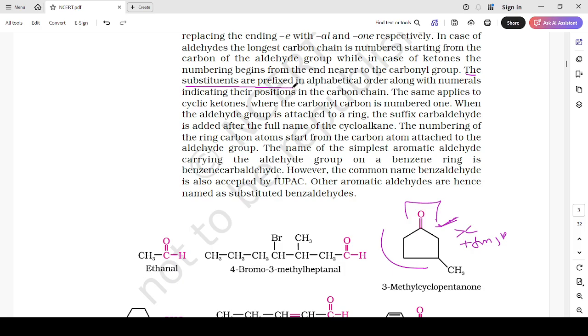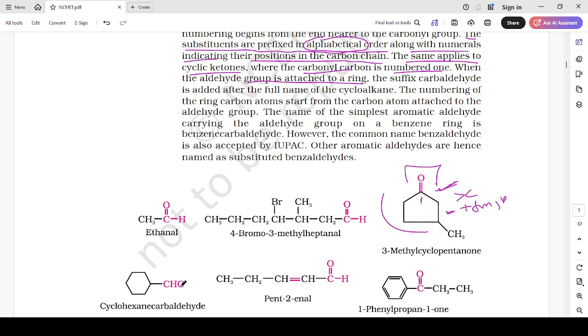The substituents are prefixed in alphabetical order along with numerals indicating their position in the carbon chain. Remember, you should always go for the alphabetical order for sure. There is no doubt in it. The same applies to cyclic ketone. This is a cyclic ketone for us, where the carbonyl atom is numbered 1. When the aldehyde group is attached to the ring, look at this. Now here I am having an aldehyde group. Then what will I do? The suffix carbaldehyde is added after the full name of the cycloalkane. Cyclohexane carbaldehyde.